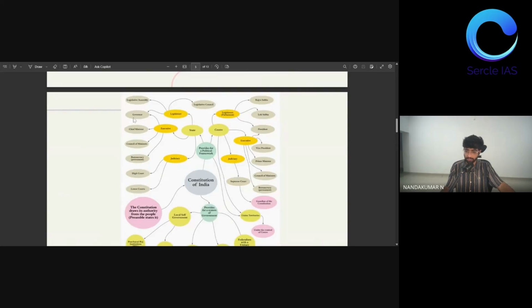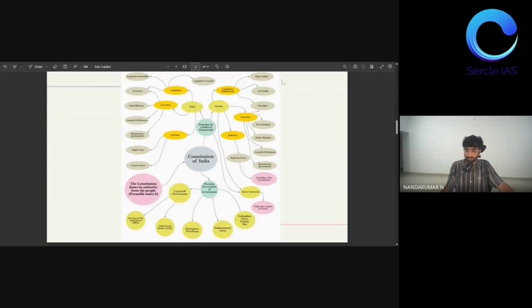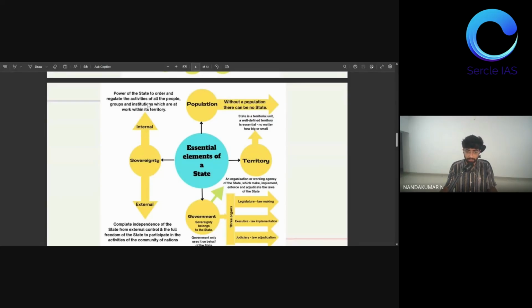So this is the governmental structure that we are talking about. The legislature for lawmaking, executive for the implementation of the same thing, judiciary for addressing the disputes arising out of it and to safeguard the constitutional principles, etc. The 4th element is sovereignty.